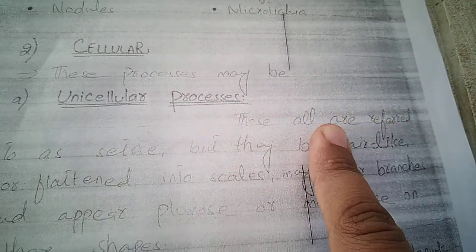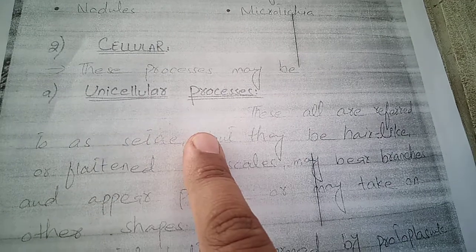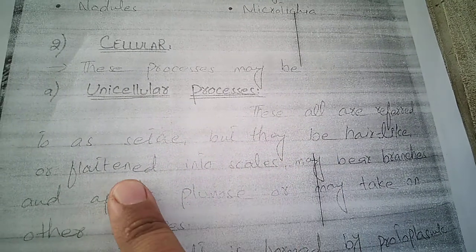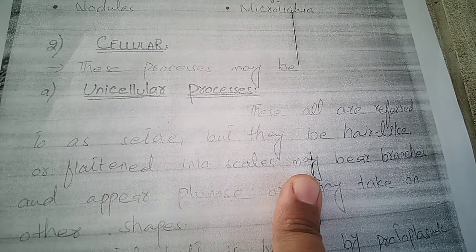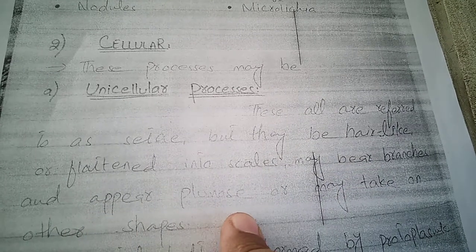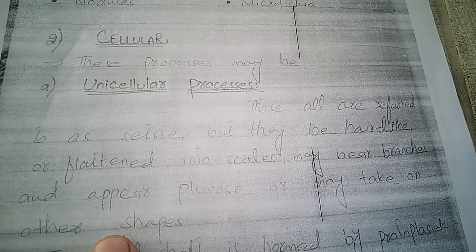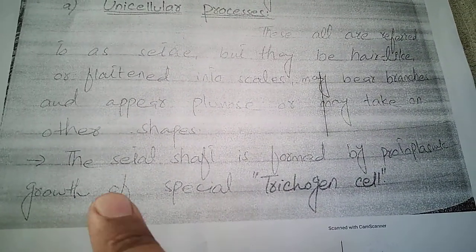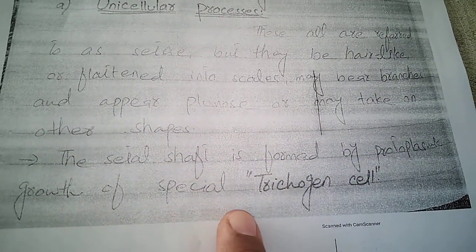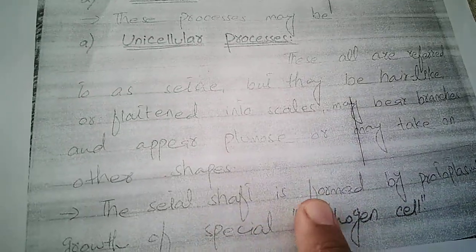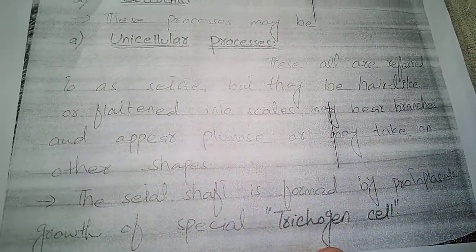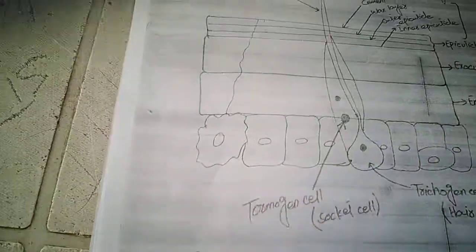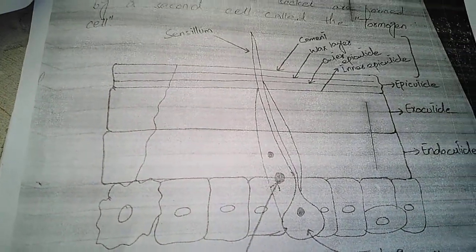These are all referred to as the setae, but they may be hair-like or flattened into scales, may bear branches and appear plumose, or may take on other shapes. The setal shaft is formed by the protoplasmic growth of the special trichogen cell. I will explain this in the next diagram. Here you can see the diagram.